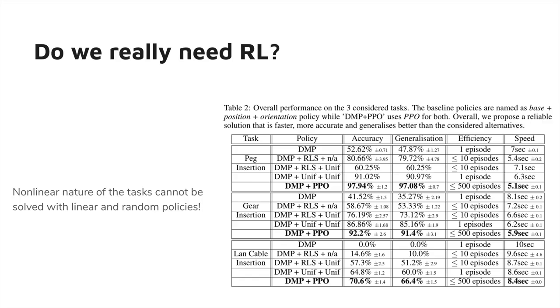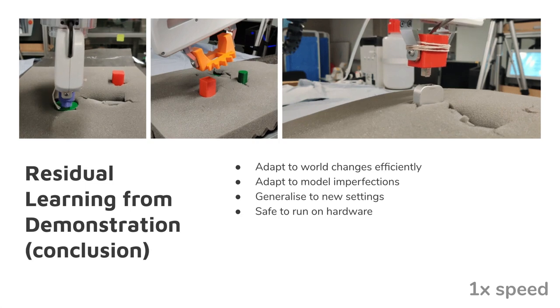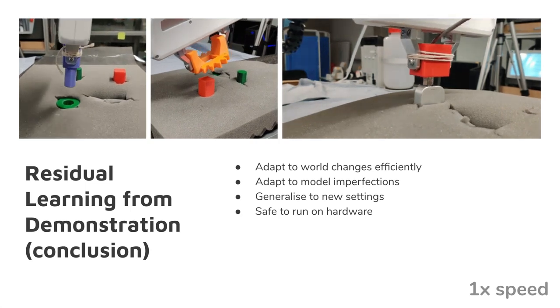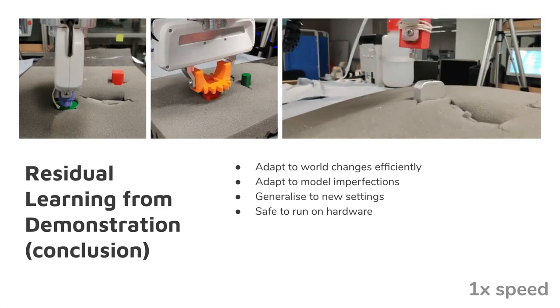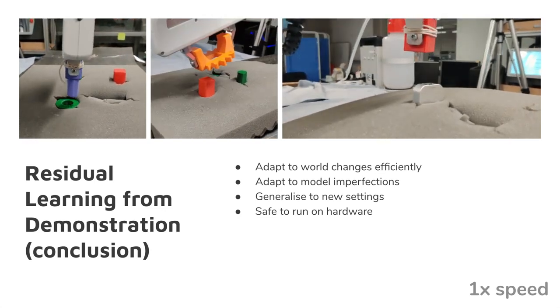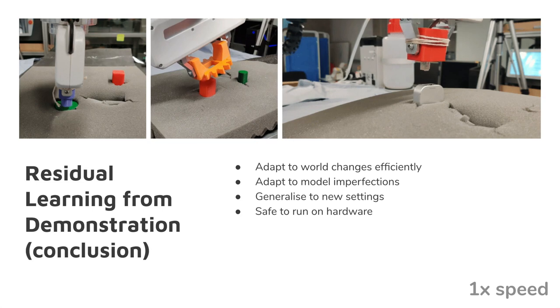Our experiment considered learning a few different residual policies. Our results showed that policy extracted using model-free reinforcement learning were better than the considered baselines. In conclusion, we proposed the framework for residual learning from demonstration. We showed its capacity to adapt to world changes efficiently, adapt to model imperfections, generalize to new settings, as well as be safe to run on hardware.